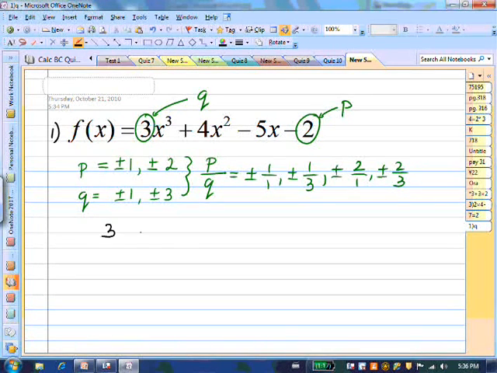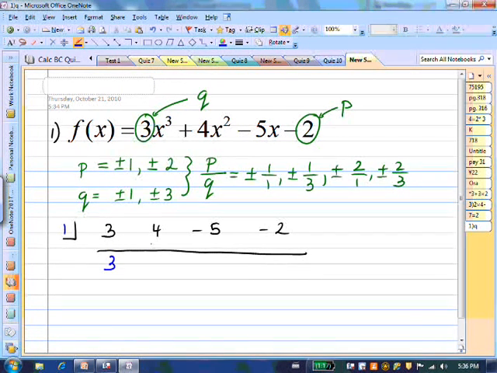So I'll write the coefficients, 3, 4, negative 5, negative 2. And at this point, until we get some more details, we're just going to guess. So I'm going to pick a random number, just see if it works. Easiest thing to try is maybe going to be x equal to 1. So 1, bring down the 3, multiply, 3, add, 7, multiply, 7, add, 2, multiply, 2, remainder 0.